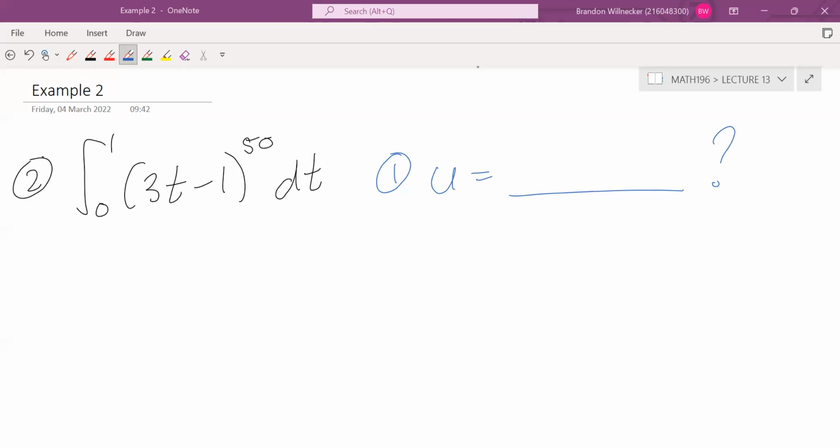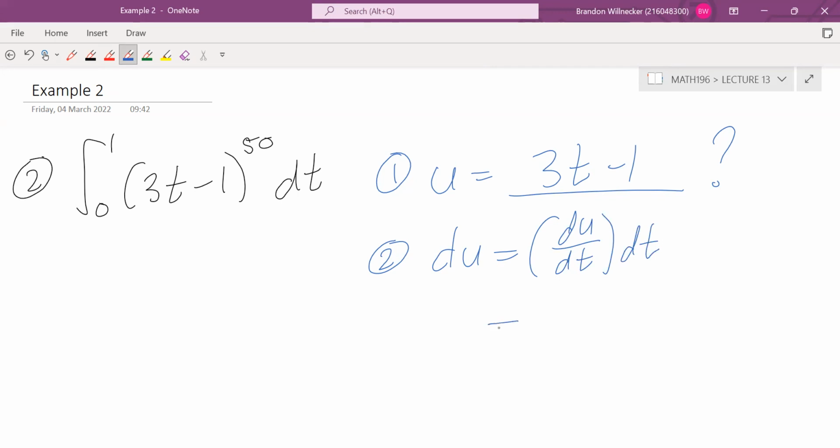(3t minus 1). Perfect. So u is equal to 3t minus 1. Okay, so that's step 1. Step 2, we need to find du. So du is going to be du by dt, dt. So this is going to be equal to, what are we going to have for that? Okay, so what is du going to be in this case? 3. Yeah, exactly. So it's going to be 3 dt.